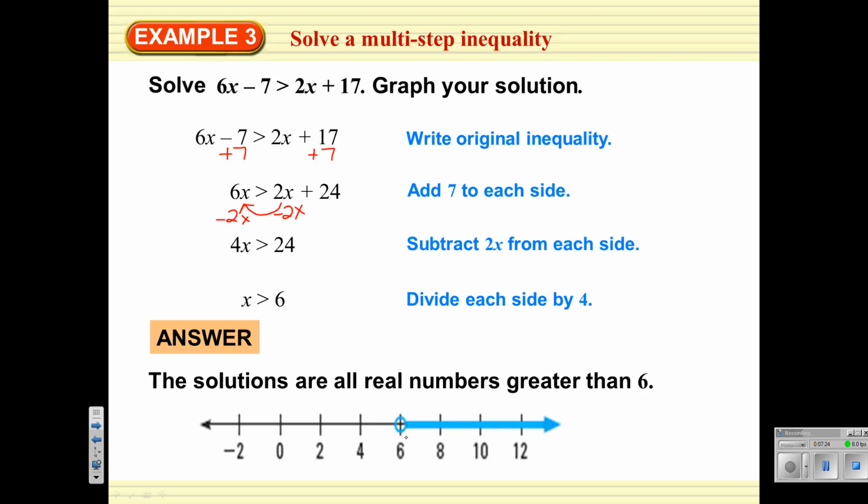There's your graph. Okay, we can put 10 in to check. 60 minus 7 is greater than 20 plus 17. 60 minus 7 is 53. And 53 is greater than 37, so our solution checks.